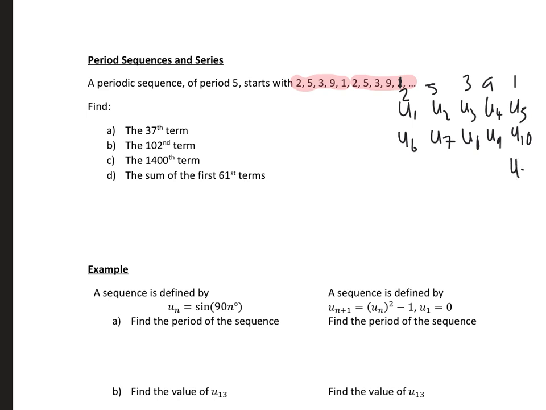So I know U35 is going to be there. So that means U36 will be here, and U37 will be there. So U37 will be in the second column, so that's just going to be 5. So U37 was 5.